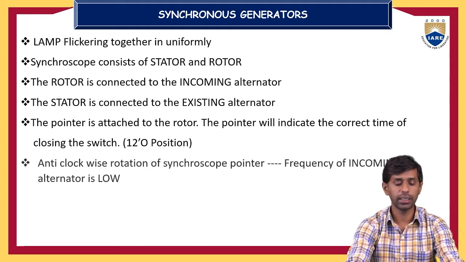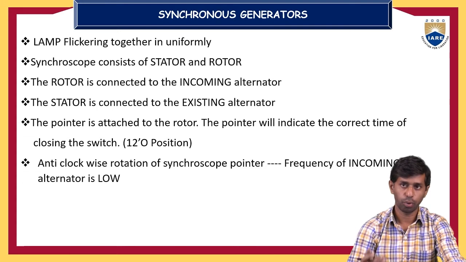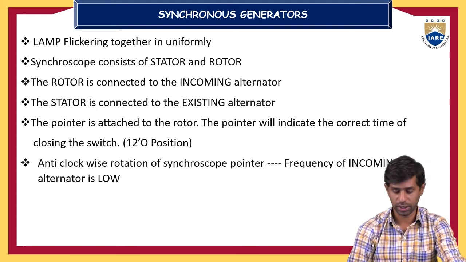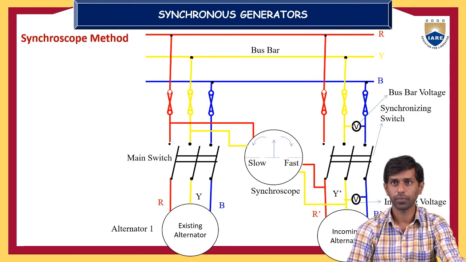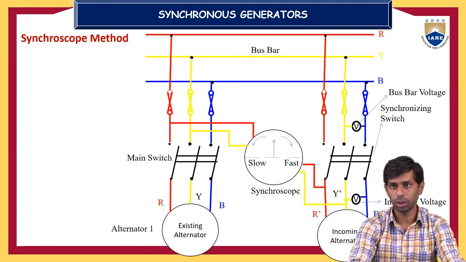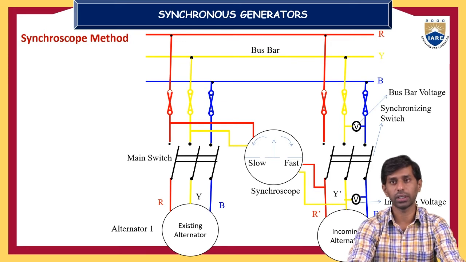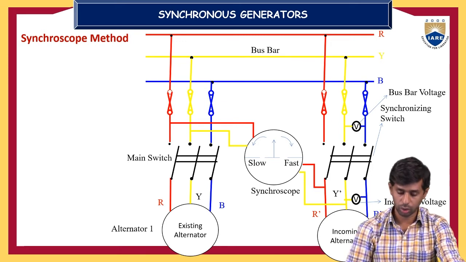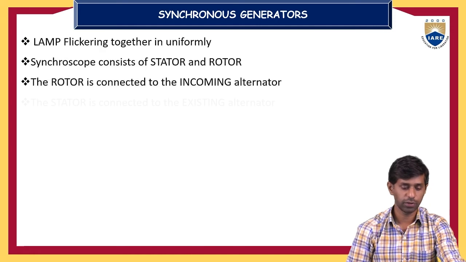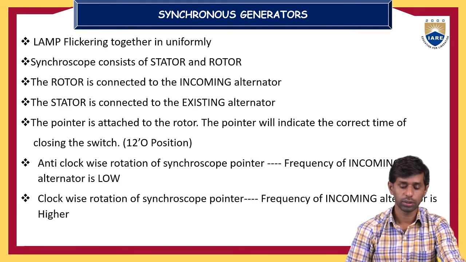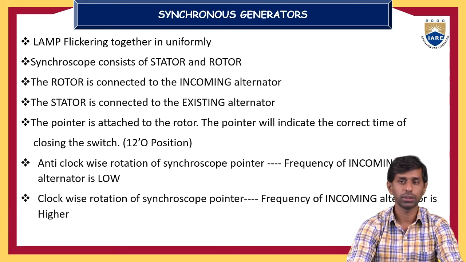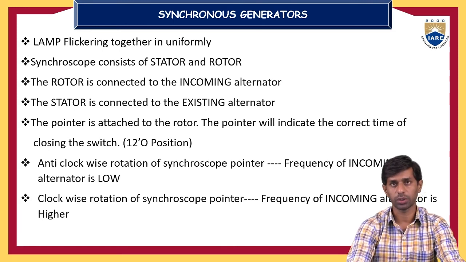If the pointer rotates in the anti-clockwise direction, that represents slow, that is, the incoming alternator speed is slow compared with the existing alternator. If the Syncroscope pointer moves in a clockwise direction, that represents that alternator 2 is faster. The speed of alternator 2 is more than alternator 1 or the system which is already connected to the bus bar.